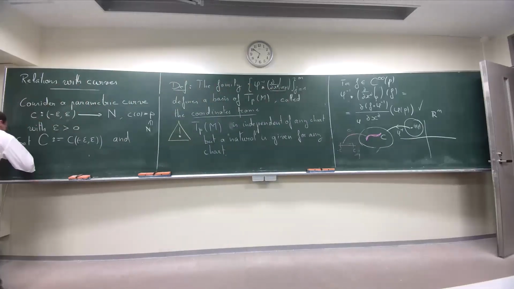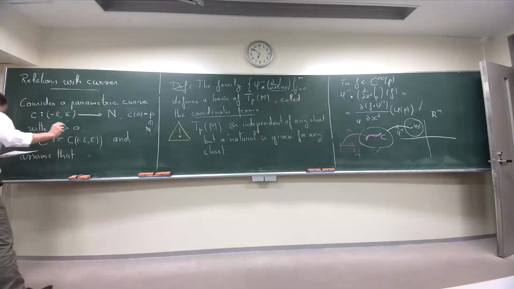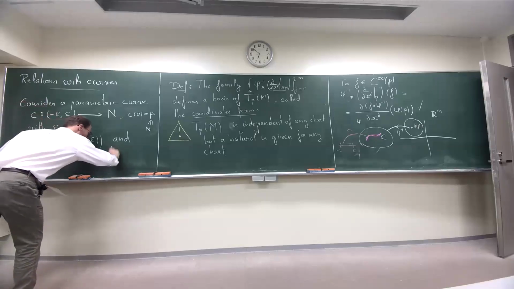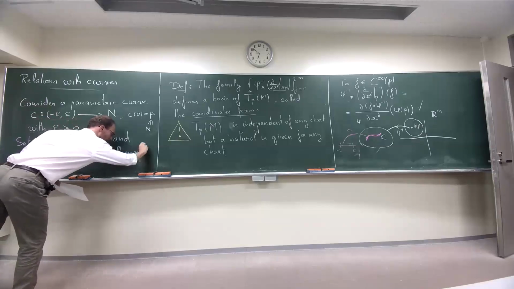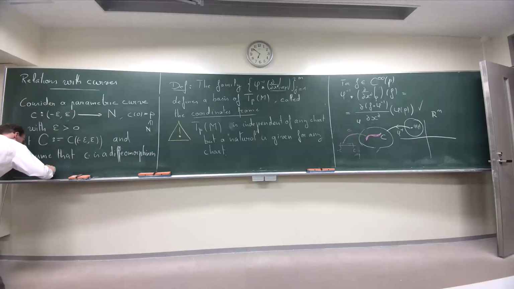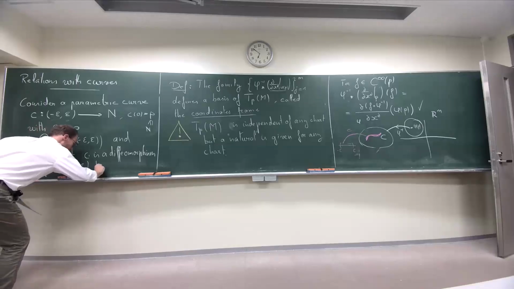And assume, I need one small assumption, that C is a diffeomorphism from this interval minus epsilon, epsilon to C.